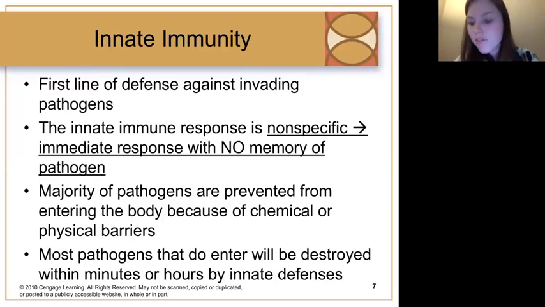If you have cuts or breaks in your skin, obviously that barrier is broken, and so pathogens can get in that way. And it's the same with animals. If they have a cut anywhere, that's going to make them more likely to get bacteria in there and get an infection, because the skin does prevent the majority of pathogens. Most pathogens that do enter will be destroyed within minutes or hours by these innate defenses. These non-specific defenses that happen immediately will typically cover most pathogens, but it's the ones that they don't that cause a problem.